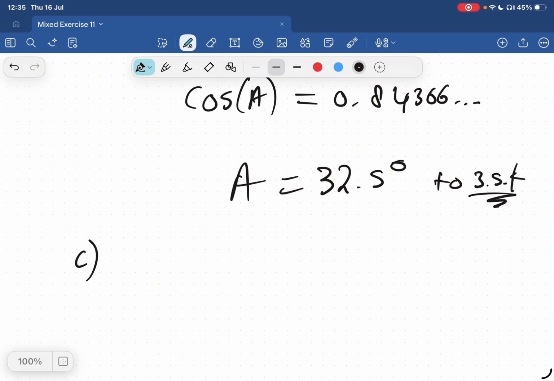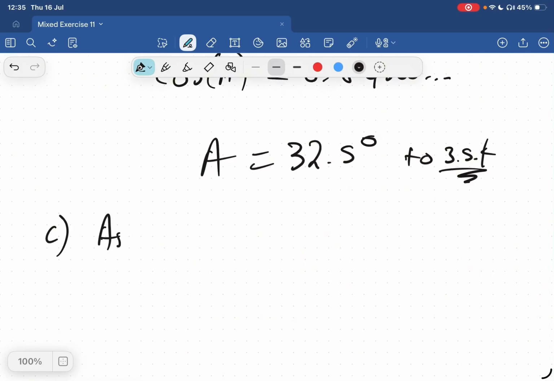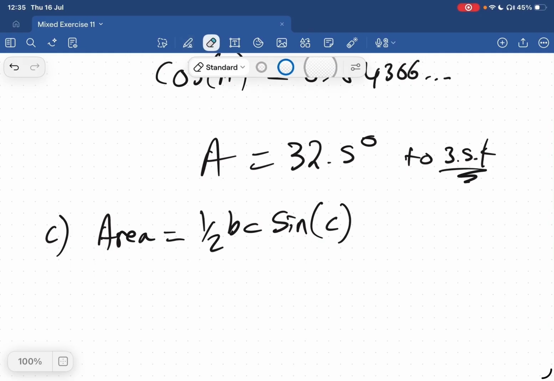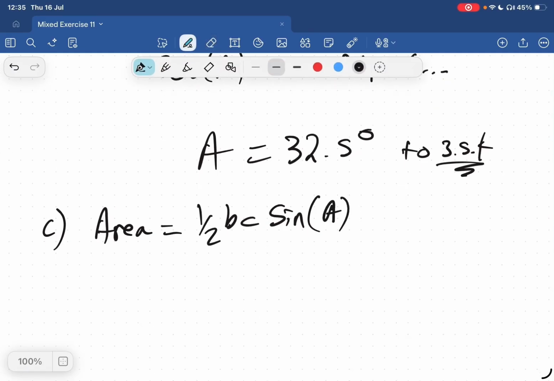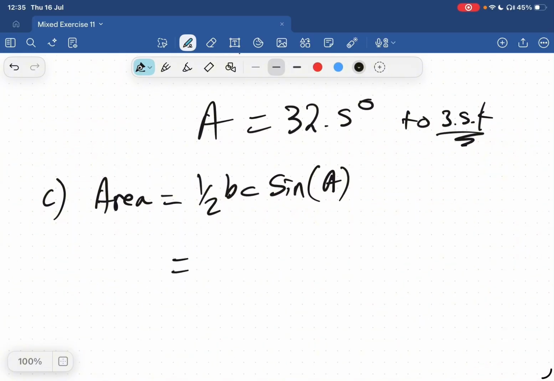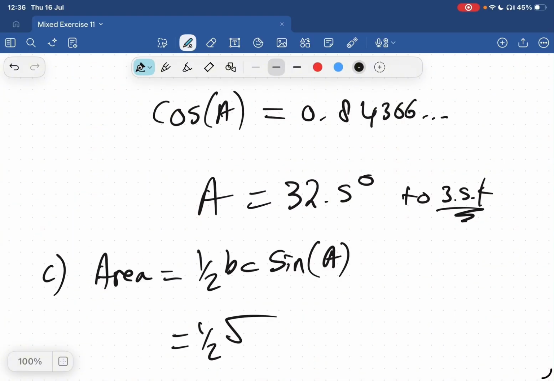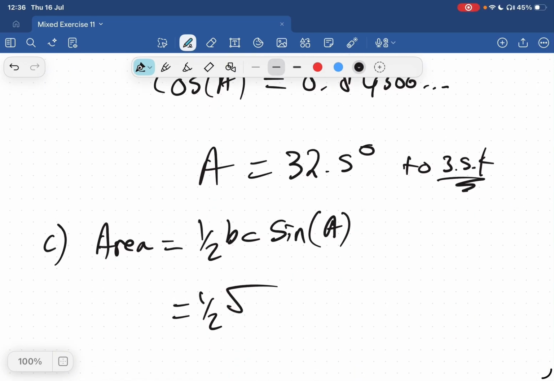Now, part C, we want to find the area. Okay, another formula, that's why it's such a good question. Make sure you know your formulas. Half ab sine C. But that is the exact same as saying half bc sine A. You're just turning around the labeling. Okay, we know what b and c are. It's square root 45 and square root 34. And then we use sine A, we just use answer in our calculator.